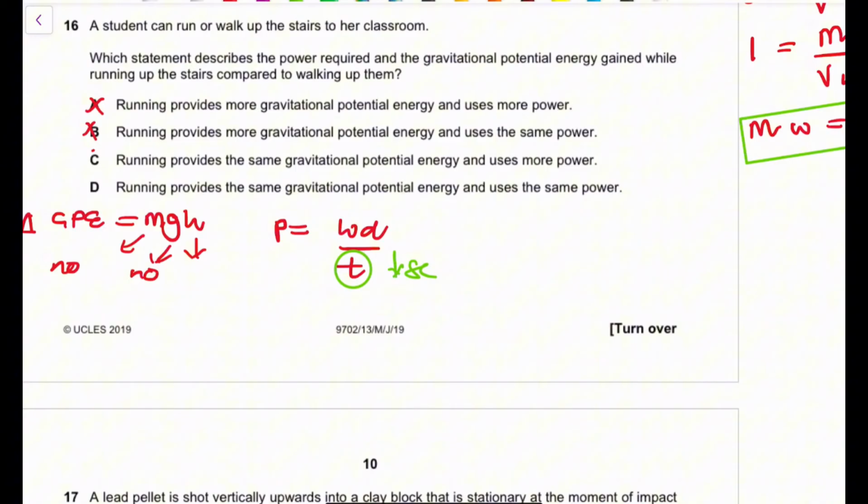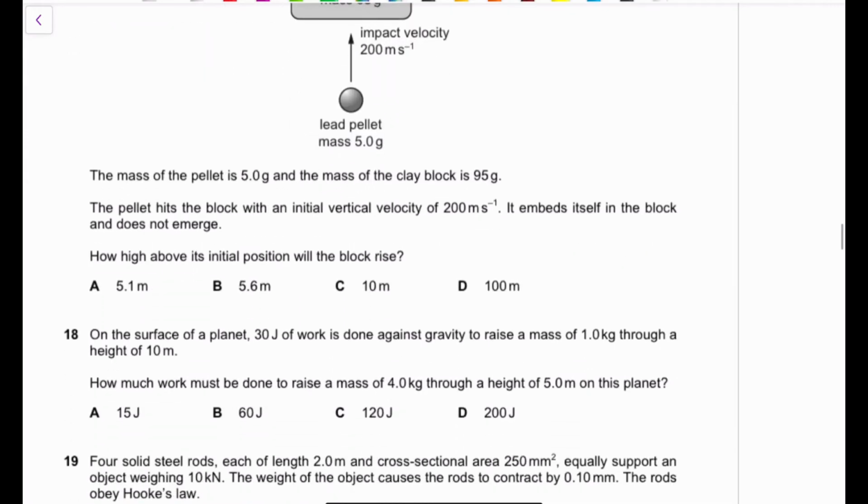Another way you can also think about this is, we know that power is equal to Fv. So a greater velocity also means a greater power. So those are all the different techniques that you can use. But basically, running uses more power, right? If you're running, you're going to start panting. You're going to start feeling a deprivation of oxygen. Basically, you're going to need more power, okay? Move on to question 17.